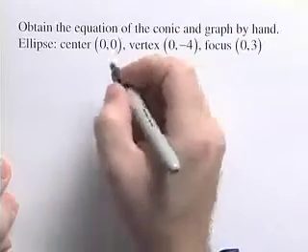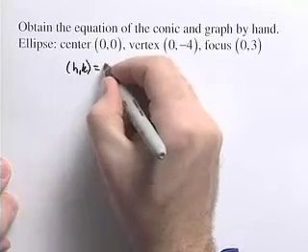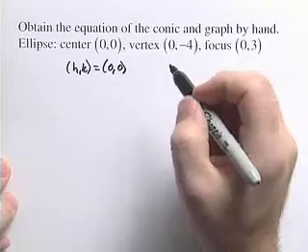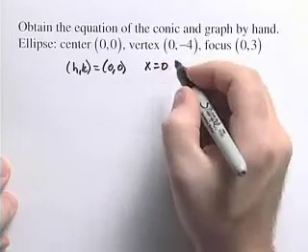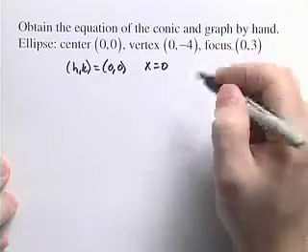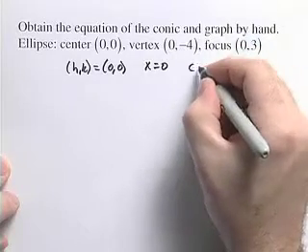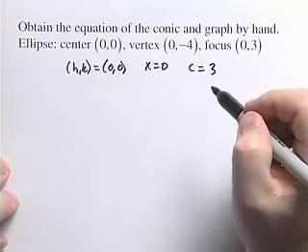Since the center is at 0, 0, we know that h, k is equal to 0, 0. The center, the focus, and the vertex all lie on the line x equals 0. So our major axis is going to be the y-axis. The distance from the center to a focus is going to be c equal to 3. The distance from our center to this focus gives us c is equal to 3.